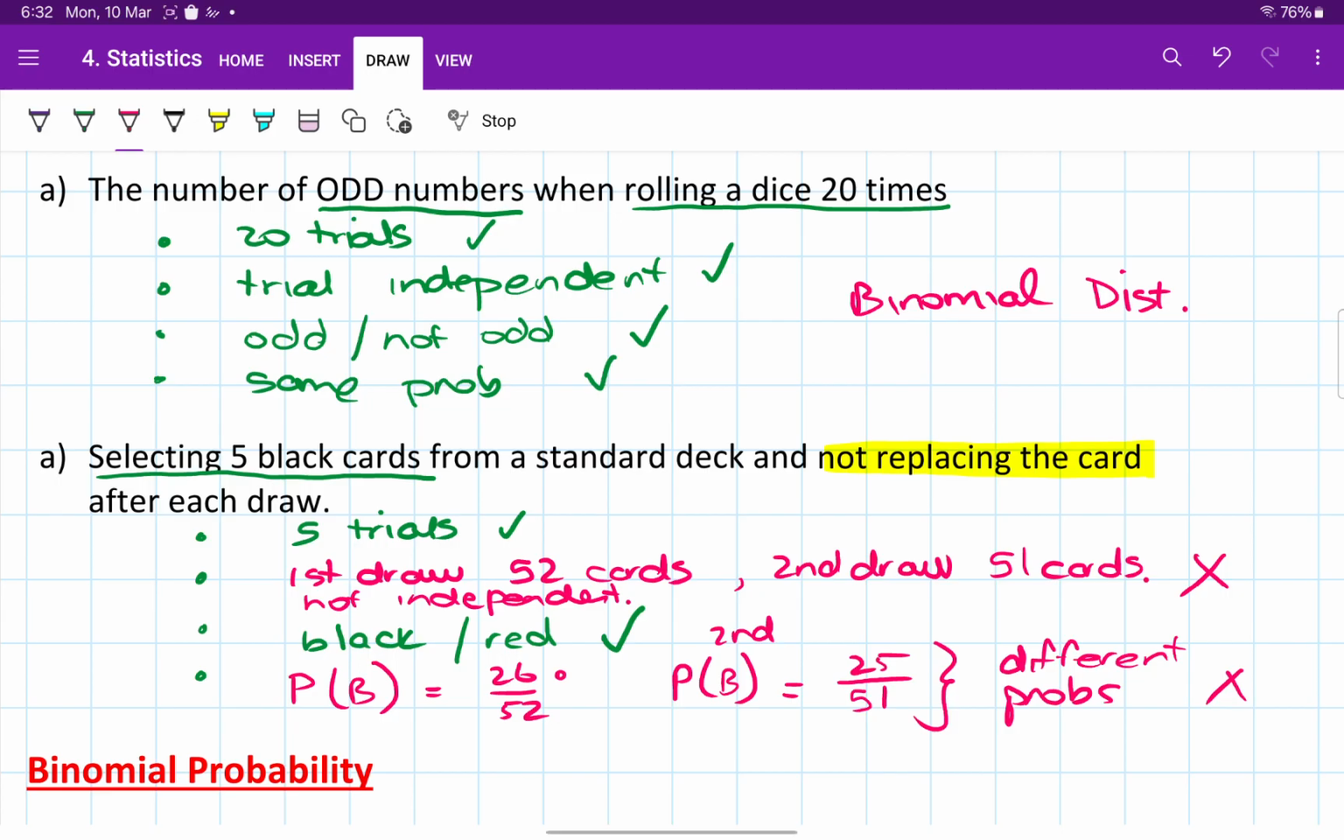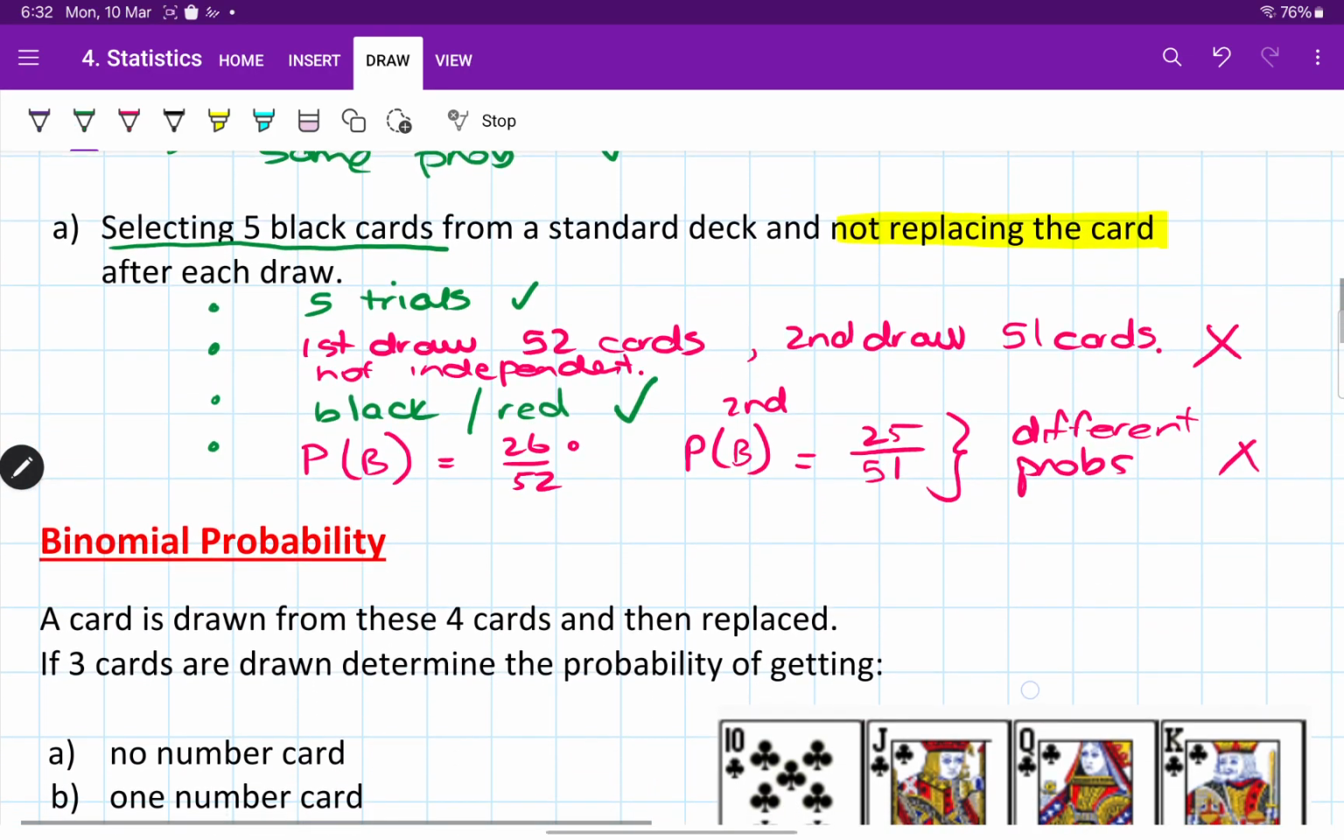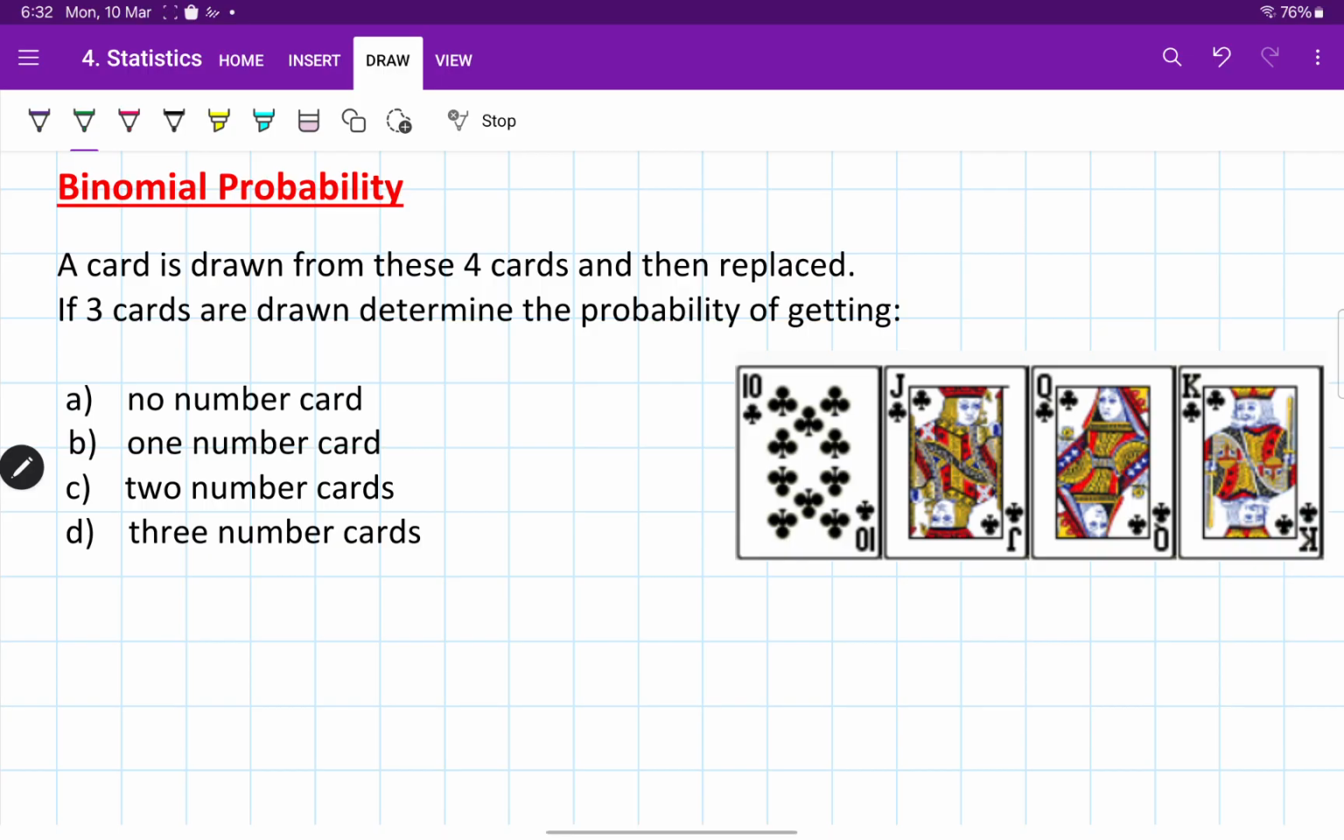Okay, so let's go have a look at our next section, our binomial probabilities. We're going to do an example here. We're going to model it the way we normally would do a question like this, and we're going to have a look at some shortcuts later on. So here we've got a question. A card is drawn from these 4 cards. So we've got a number card, this is a number, and these 3 here are non-numbers. So you either get a number card or you get a not number card. We're drawing 3 cards. 3 cards are drawn, so we have 3 trials.